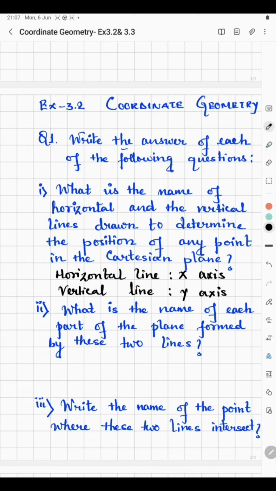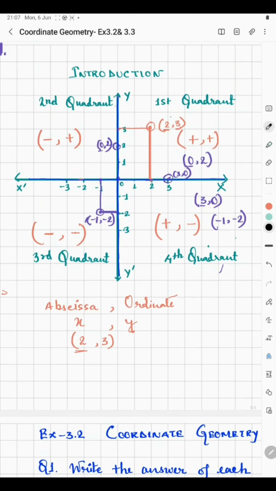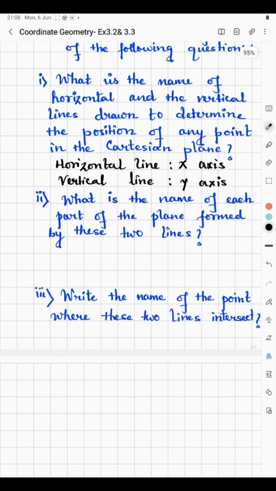In the second part we have, what is the name of each part of the plane formed by these two lines? Here we have seen that these two lines, x-axis and y-axis, cut this Cartesian plane into 4 parts, 1, 2, 3, 4, and each part is called a quadrant. So we'll write, each part is called quadrant.